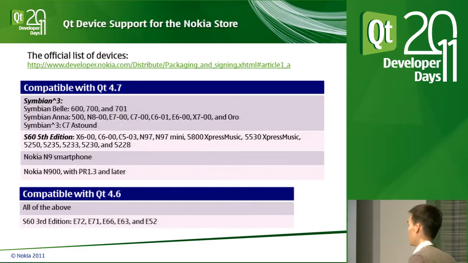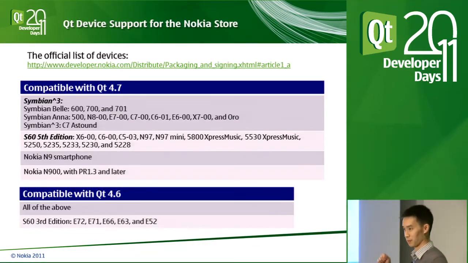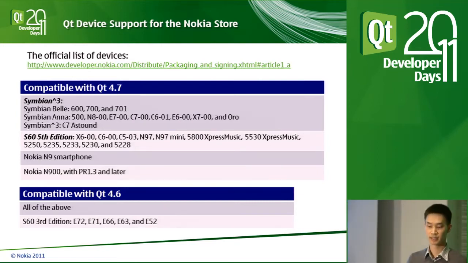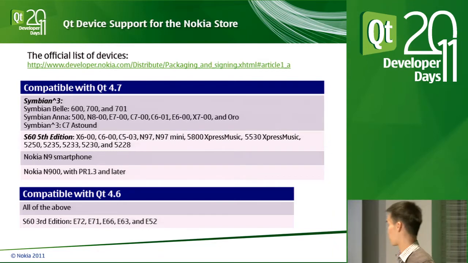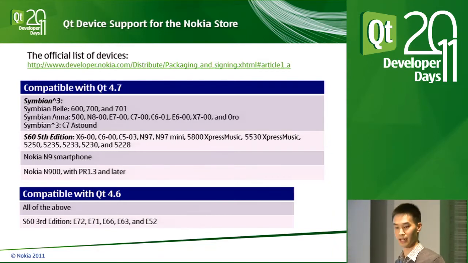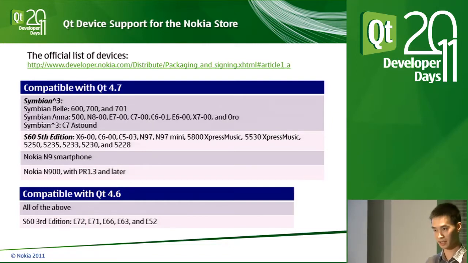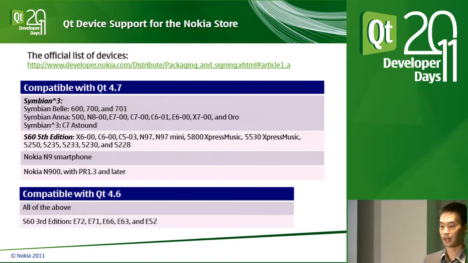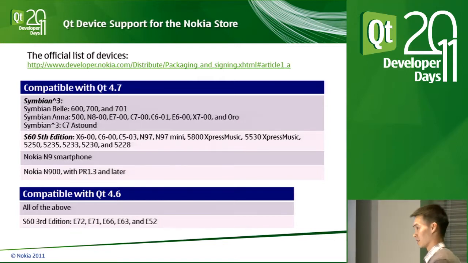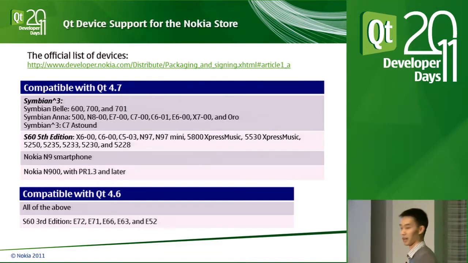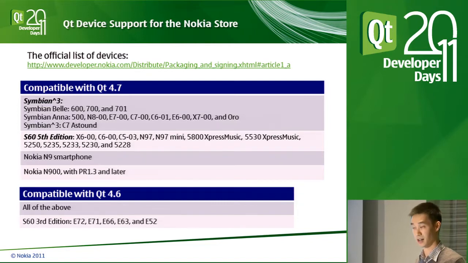This is a list of the devices that support both Qt and the Nokia Store. So all the latest devices since S60 5th edition support Qt 4.7, in addition to the N9 and the N900. We also have Qt 4.6, and note that S60 3rd edition devices only support Qt 4.6, but not Qt 4.7. You can find this list also from the developer.nokia.com site within the distribute and the packaging and signing page.